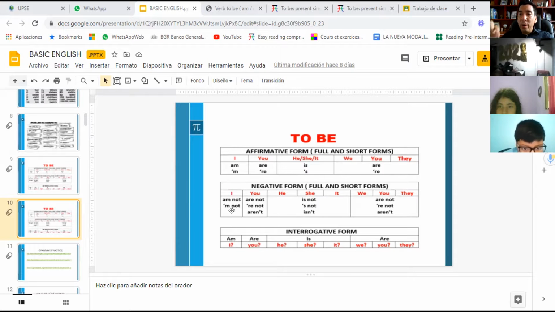And for we, you, and they: we are not, you are not, they are not. Or the contraction: we're not, you're not, they're not. As you can see, I only add the word not after the conjugation of the verb be. Eso es todo lo que dice. ¿Sí ven? Si quiero hacer negativo, solo le pongo la palabra not después de la conjugación. Okay? Give me 1 second, please.